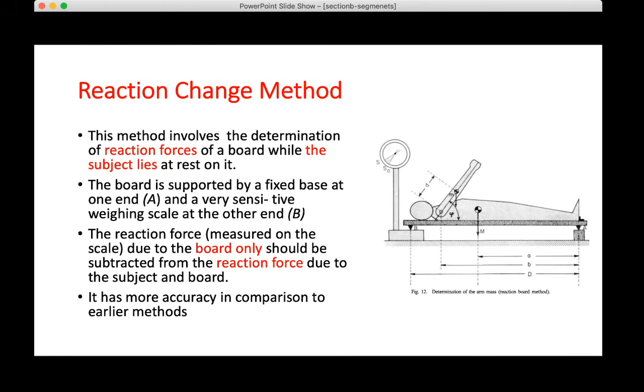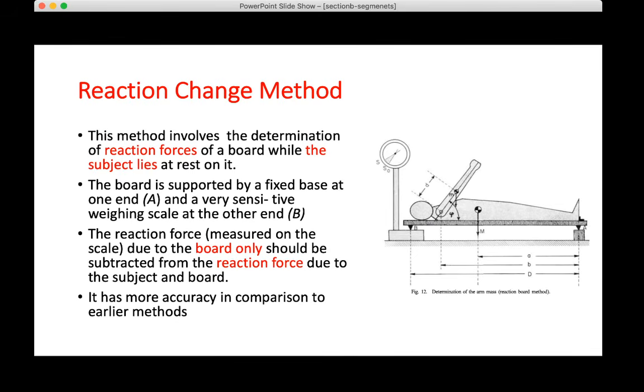So here, what is the idea? Here they recorded forces, basically forces with the help of a force plate. So what was the idea? This method involved the determination of reaction forces of a board while the subject lies at rest on it. There was a board, you can see, where this athlete is lying. From A to B is the length of this whole board. So the board is supported by a fixed base at one point A and a very sensitive point B. So point B is sensitive to what? It is sensitive to reaction forces, and it is attached to a force plate so that you can read the reaction forces.